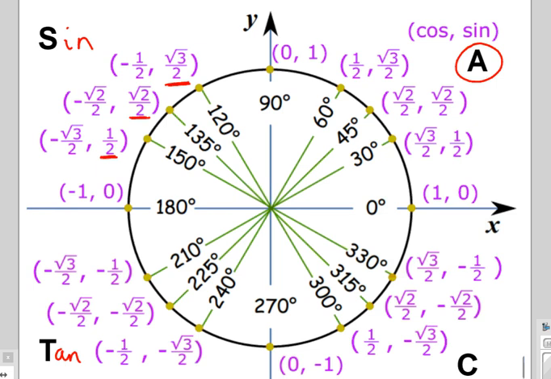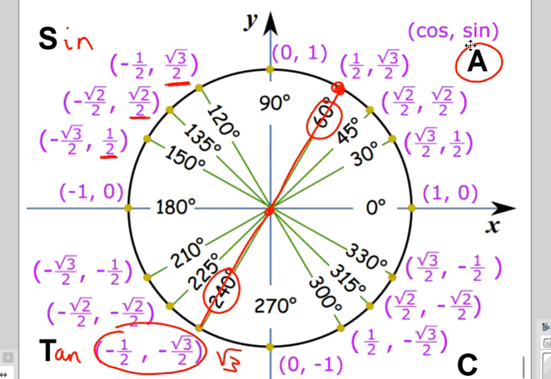If you look, for example, at this one, sine over cosine would give you √3 for tan. √3 is the gradient of this segment. It's also the gradient of this segment. So both 240 degrees and 60 degrees have a tangent ratio of √3. And of course, in this quadrant, only cosine is positive. So these facts help us navigate the unit circle.